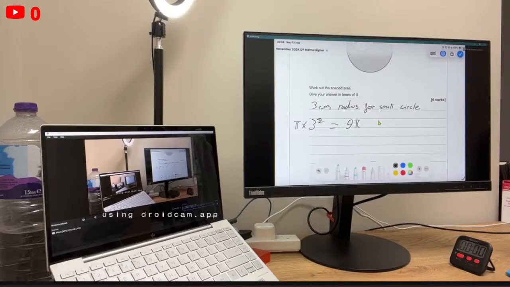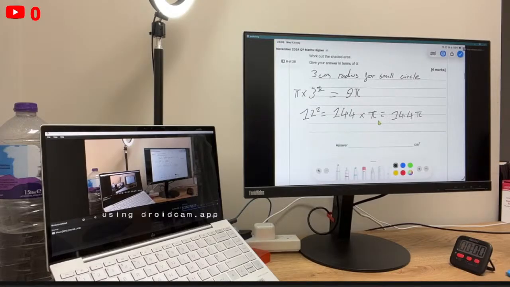Then 12 squared equals 144. Times that by pi, you get 144 pi. 144 pi minus 9 pi, that's 135 pi left. So that's the shaded area.